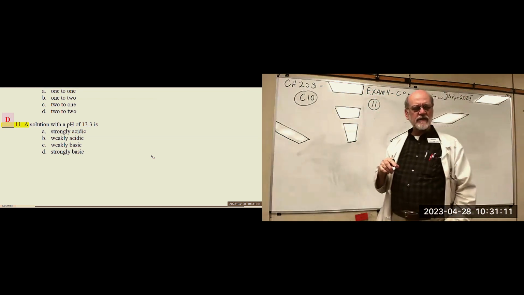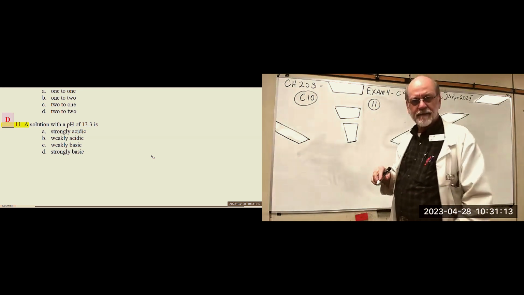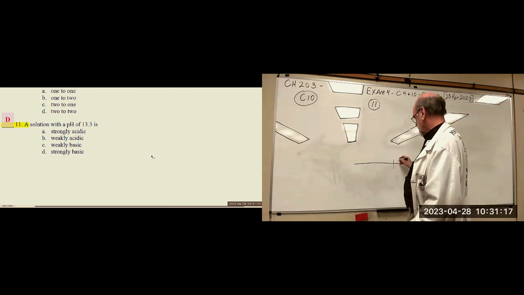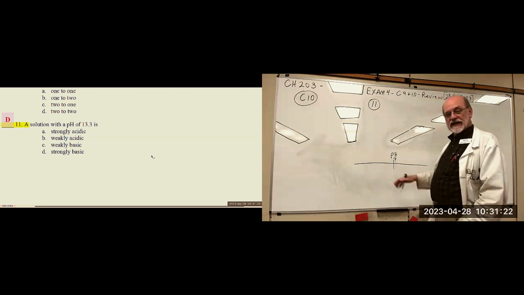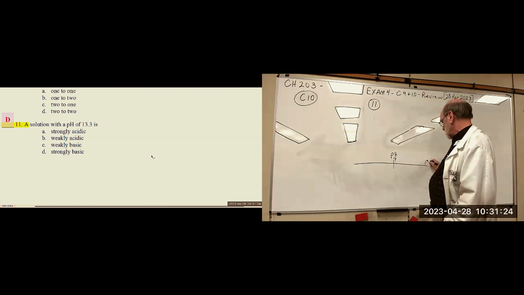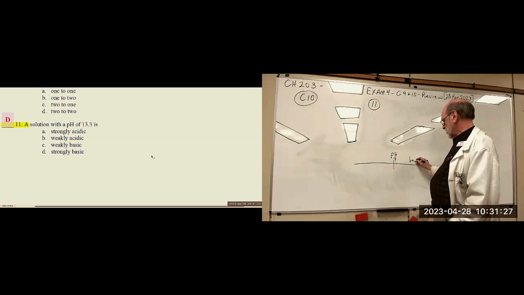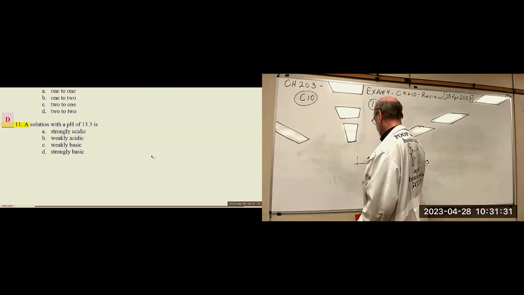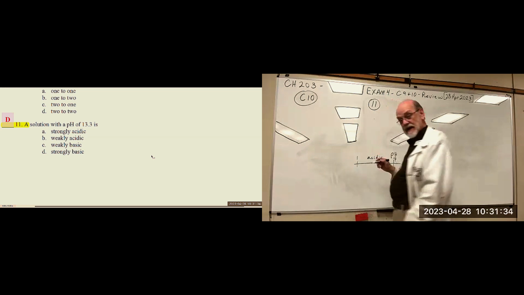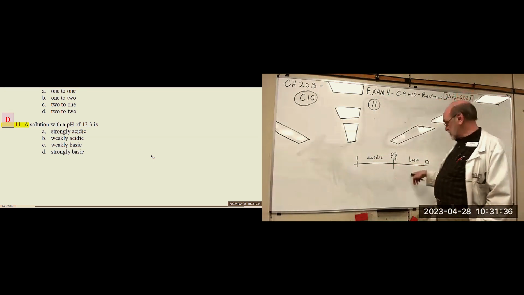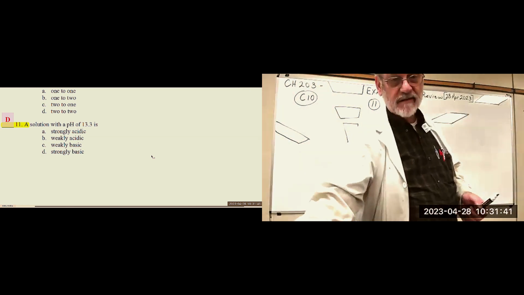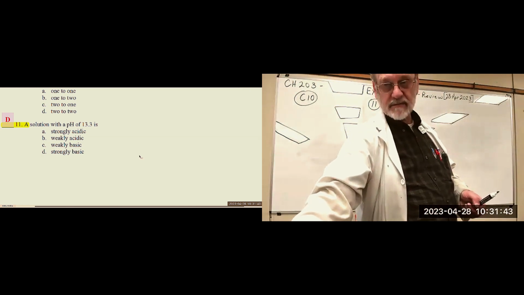A solution with a pH of 13.3 is what? Well, remember the pH scale? pH 7 is neutral. Anything higher than 7 is basic. Anything lower than 7 is acidic. So 13.3 says it's basic. In fact, it's very strongly basic. So D is the answer to that one.